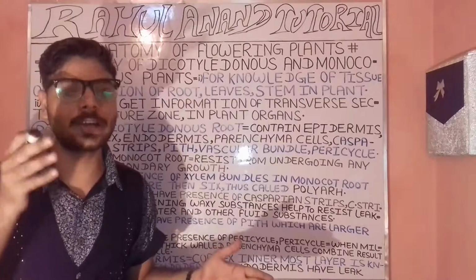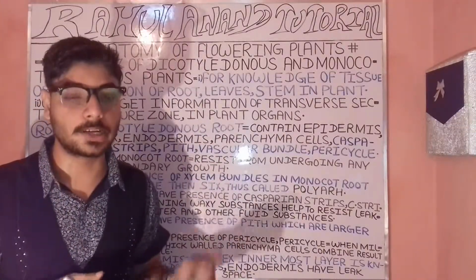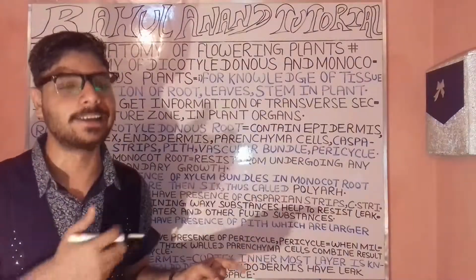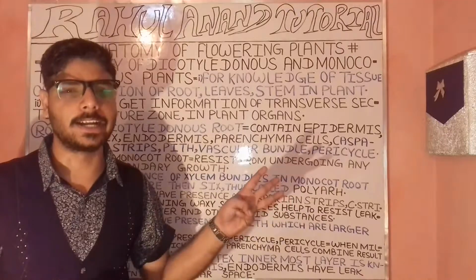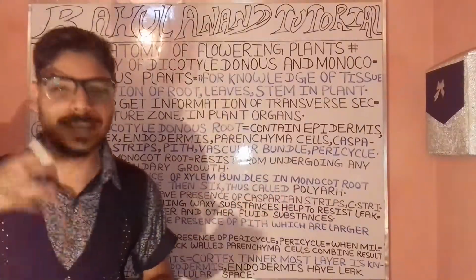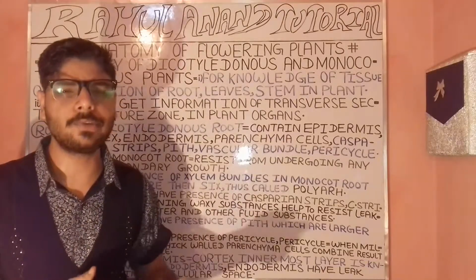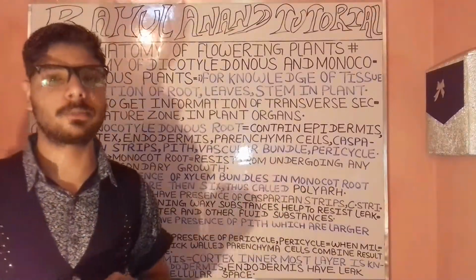The meristematic tissue has the unique potential to divide and redivide. These are divided into three broad categories: the apical meristem, the intercalary meristem, and the lateral meristem. Now let's understand these in detail.